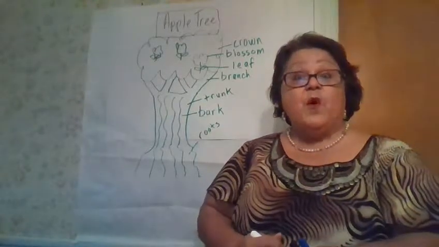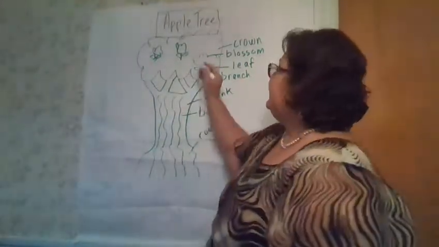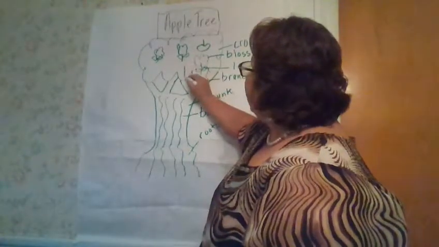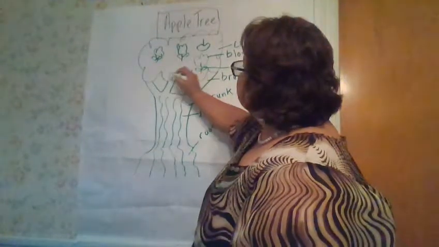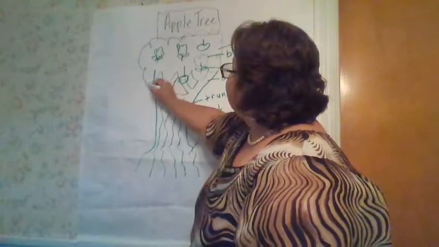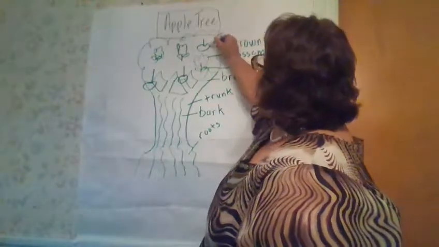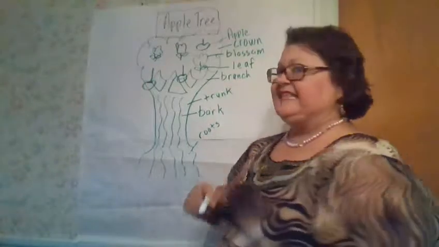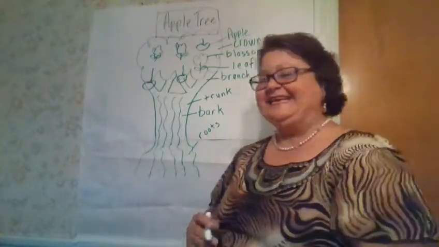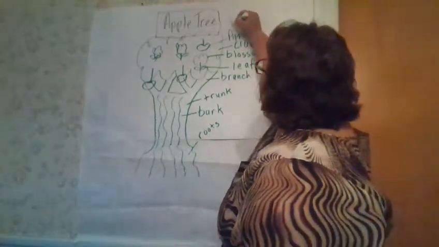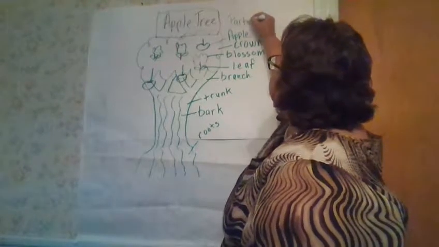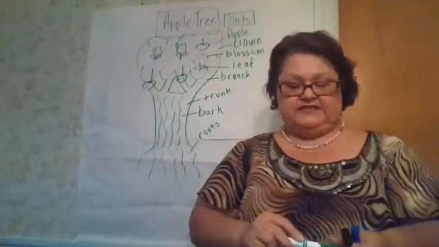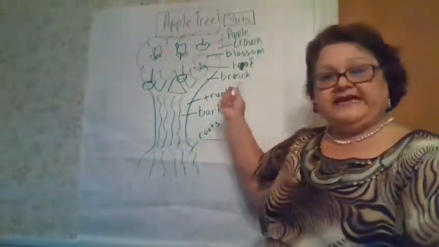And one more important part of the apple tree are the apples. So let me draw some apples hanging from the apple tree. Okay, and I'll mark it here as apple. Can't forget the apple for the apple tree. And these are the parts. So I'll label that parts. And I put all of my parts in green, boys and girls.